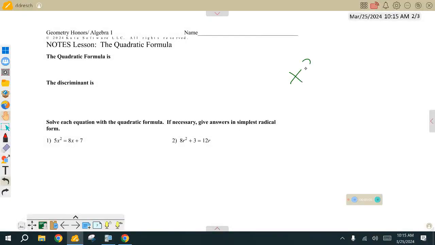You've got to have something where you don't have a linear term. You're missing a linear term up there. We can solve that by square roots. With factoring, we've worked on that throughout the second semester.